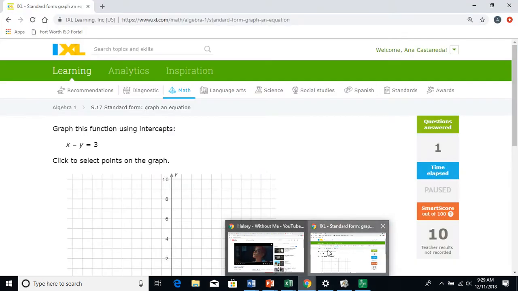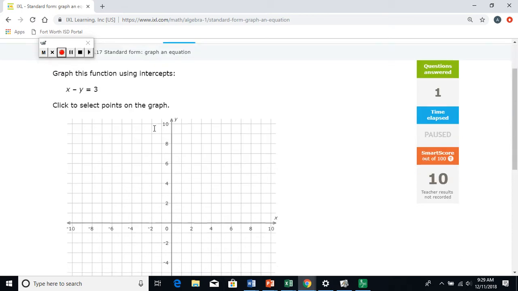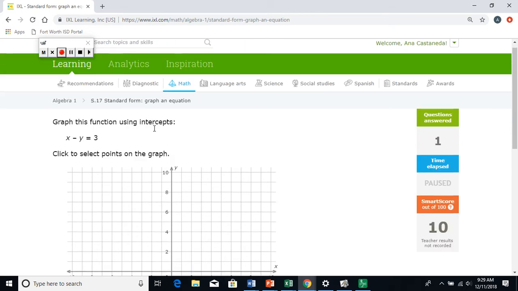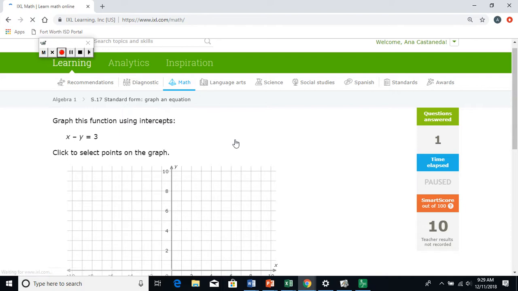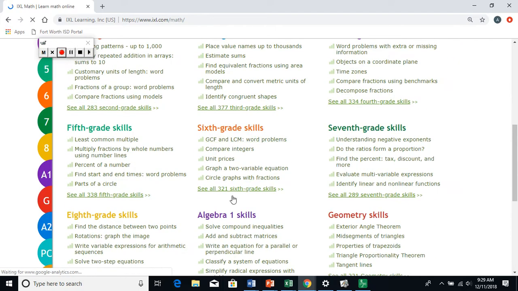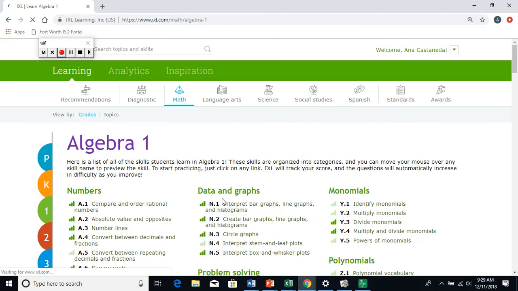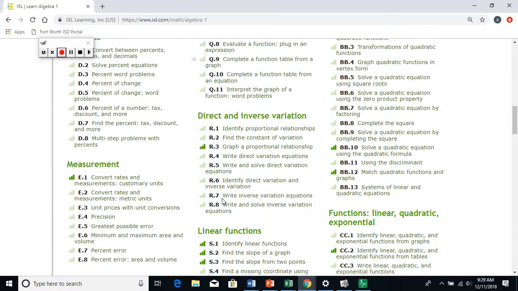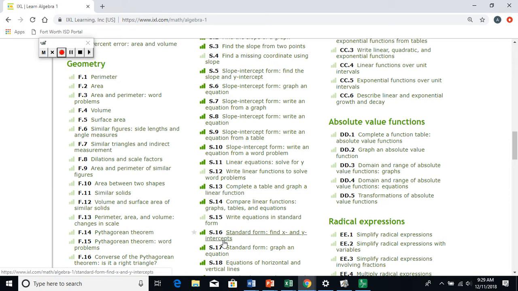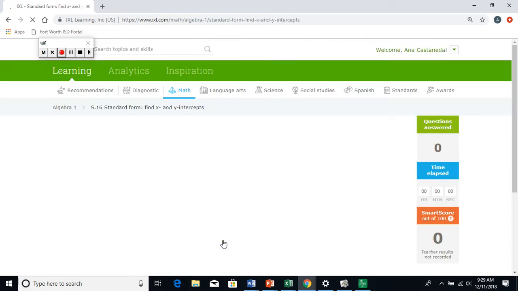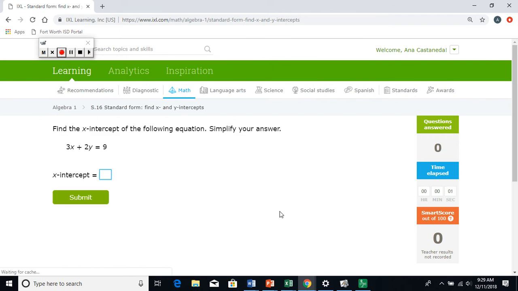Okay, there's a song I like. Alright, S.17. I know I'm already there, but I wonder if I should look for a harder one. Oh, I clicked on the wrong one.